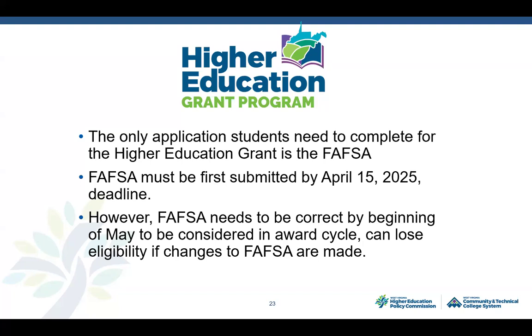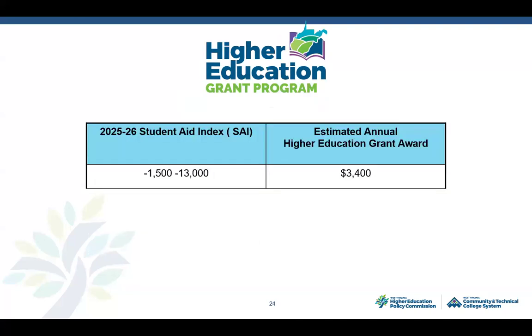So we will only make awards as long as there's funding available. Once there's no longer funding available, then we create a wait list and we'll award people on the wait list as funding becomes available. But to be able to be considered, you really want to make sure your FAFSA is correct around May, at the beginning of May, before we do our first round of awards.